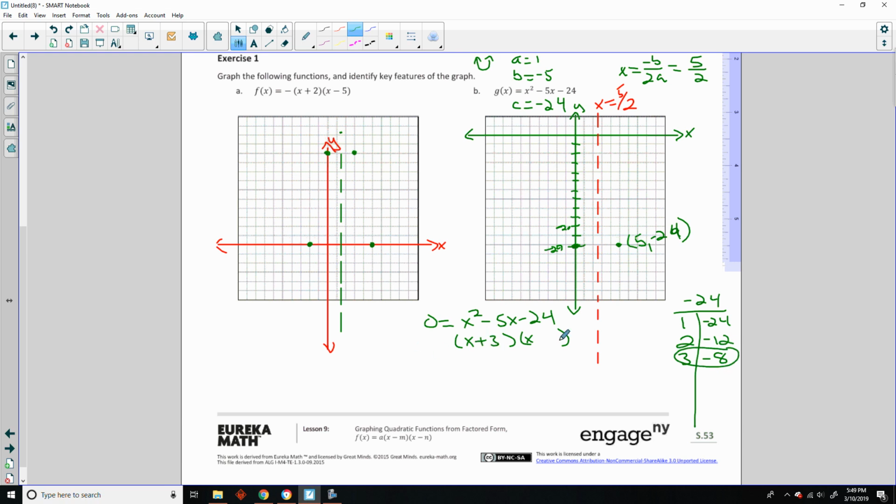It's x plus 3, x minus 8. So I know I have zeros at x equals negative 3 and x equals 8. So if I go over 1, 2, 3, 4, 5, 6, 7, 8, I have an x-intercept there. And if I go left 3, 1, 2, 3, I have an x-intercept there. Now I just need to find the vertex. I already know that the vertex is at the point 5 halves comma something. So my vertex is 5 halves comma some y value.